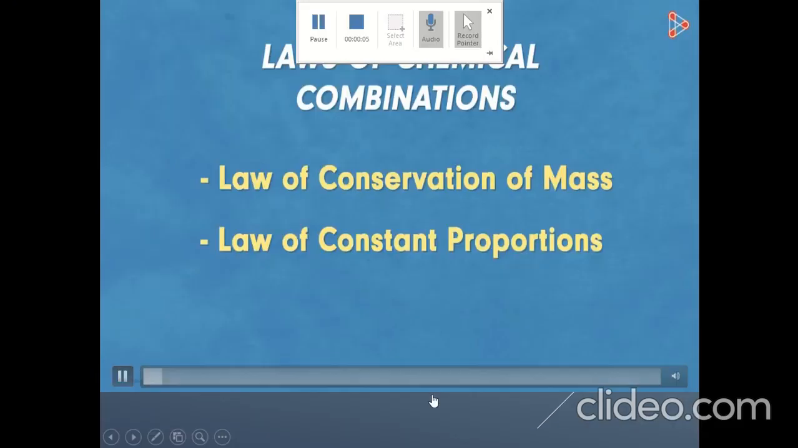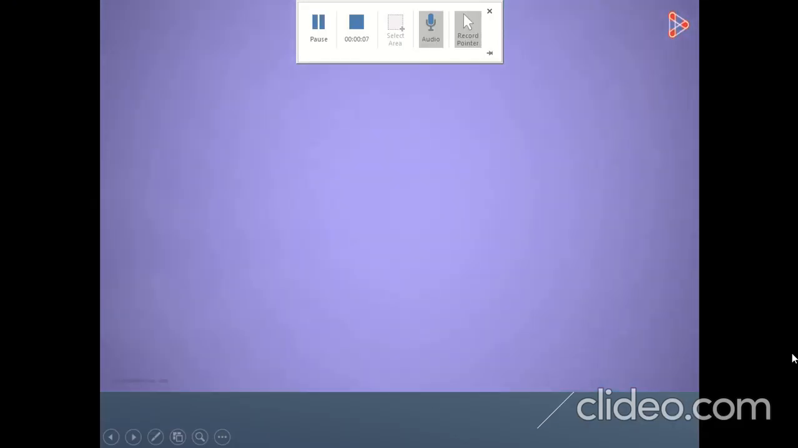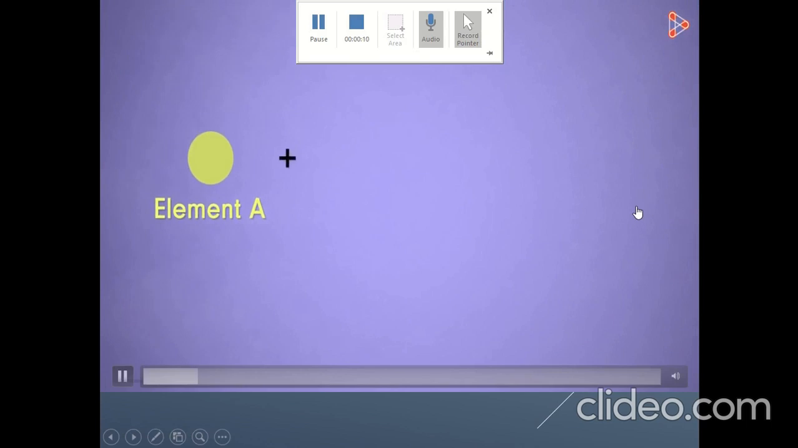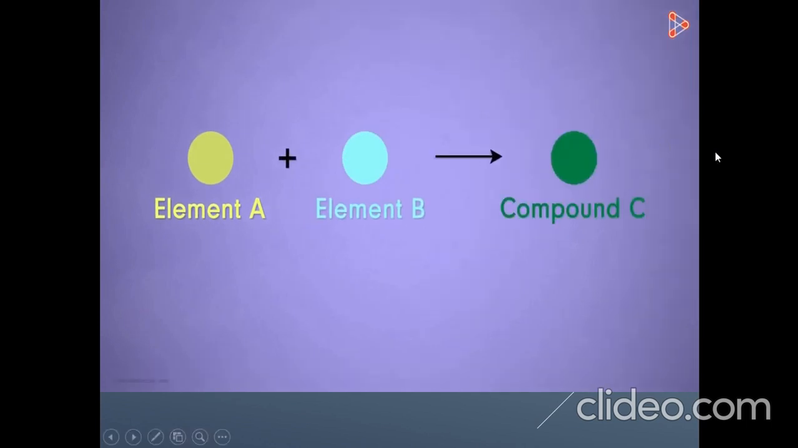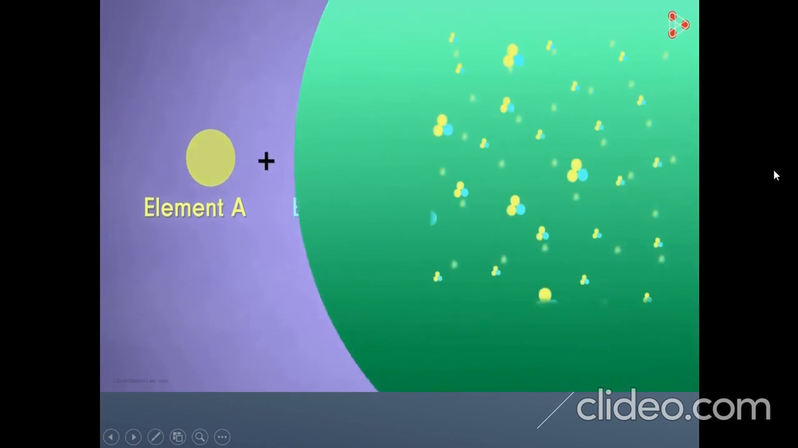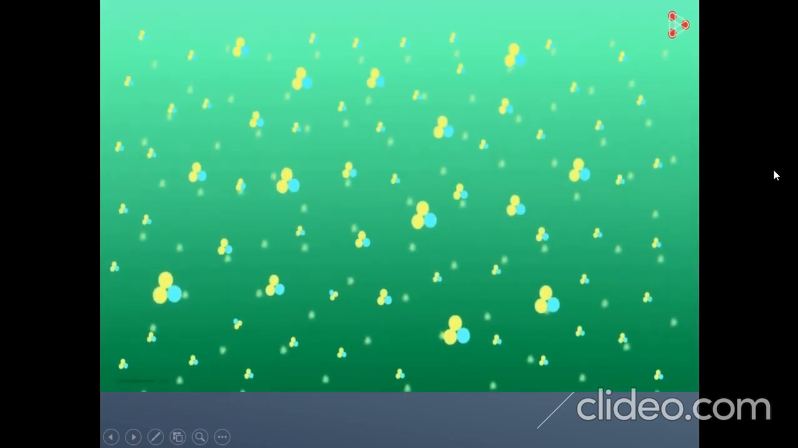Example. Just imagine we carry out an experiment in which element A and element B react together to give us a compound C. If we keenly observe, we find that atoms of elements A and B do not exist individually in the reaction mixture. They come together to give us the new compound C. Although it seems that atoms of elements A and B are degenerating, it's not the case.